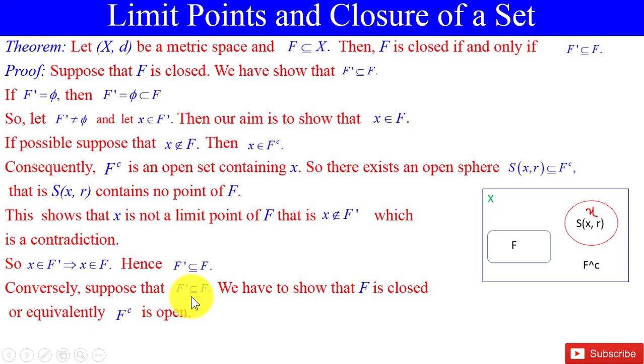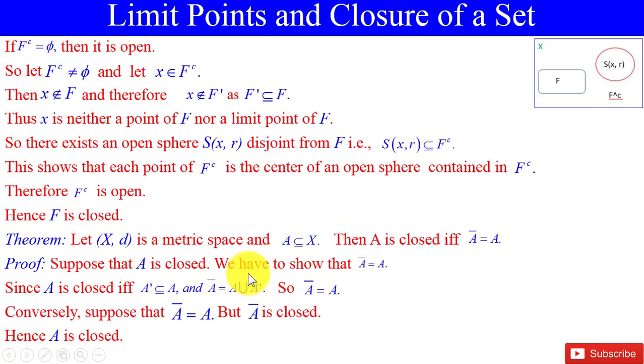Conversely, suppose that F dash is contained in F. We have to show that F is closed, or equivalently, we have to show that F complement is open. If F complement is empty, then it is open. So, let F complement be non-empty and let X belong to F complement.